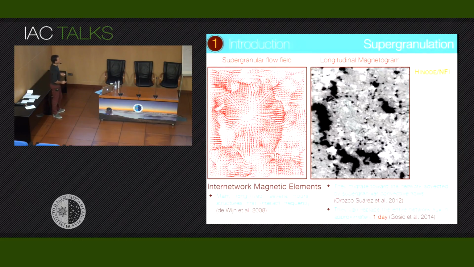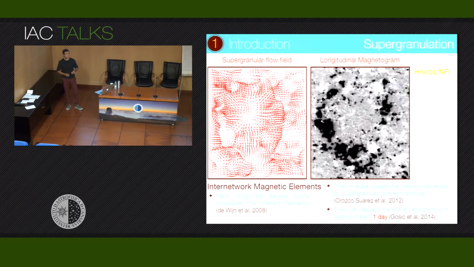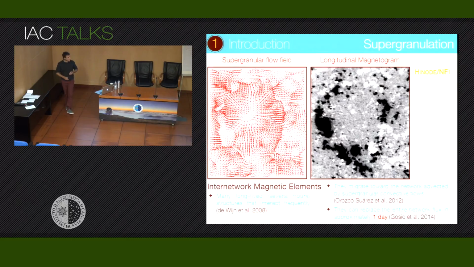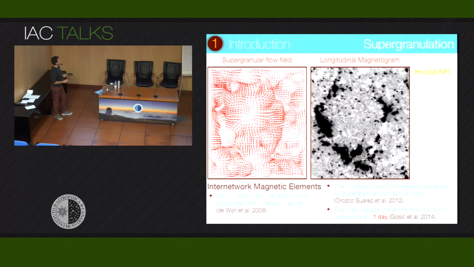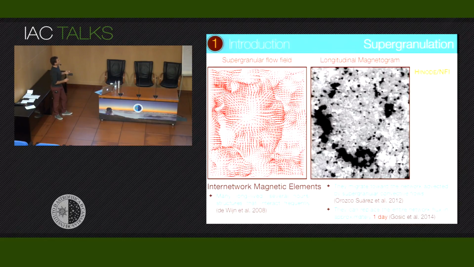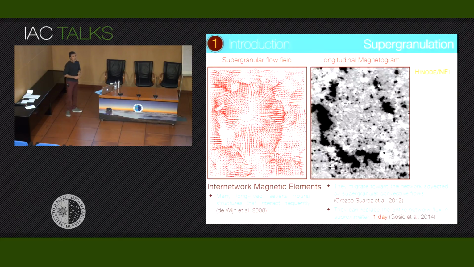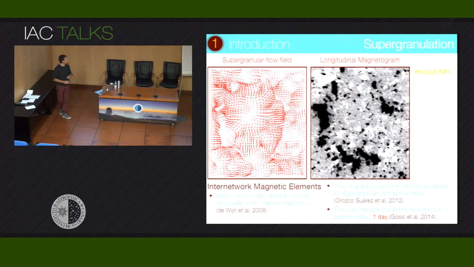Internetwork magnetic elements are also seen to be affected by these flows. In particular, they are seen to move from the interior of the cell towards the boundaries following these flows. In this way, they can reach the network and replace the entire network flux in more or less one day.